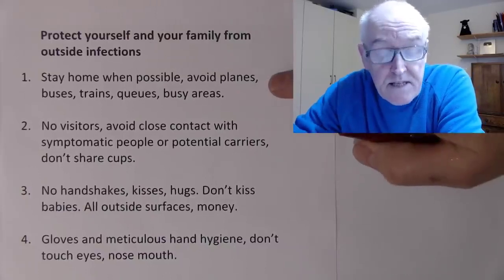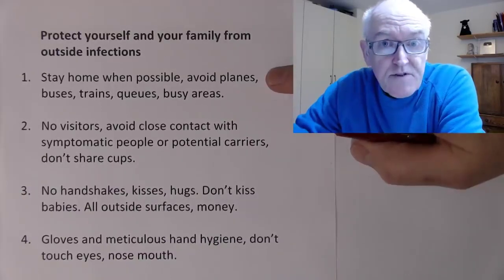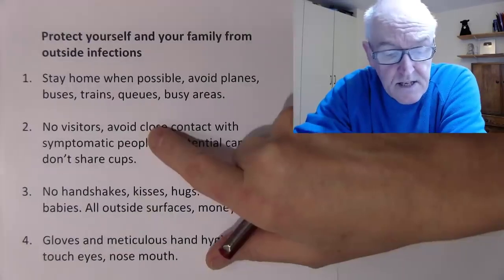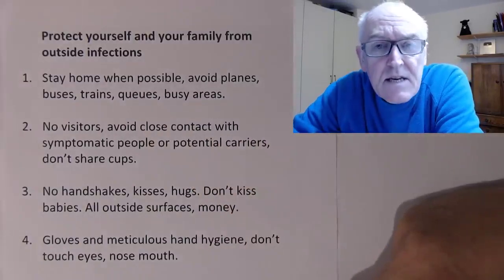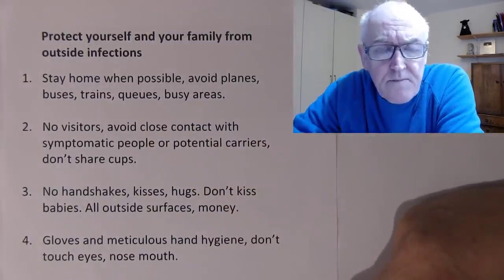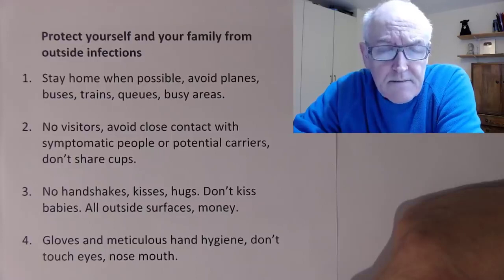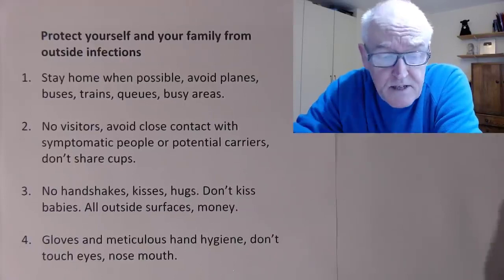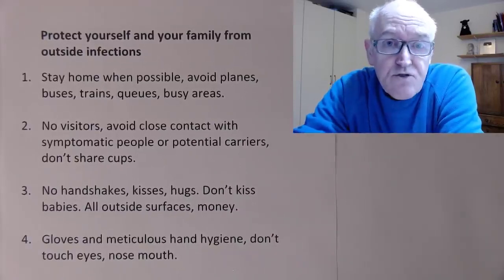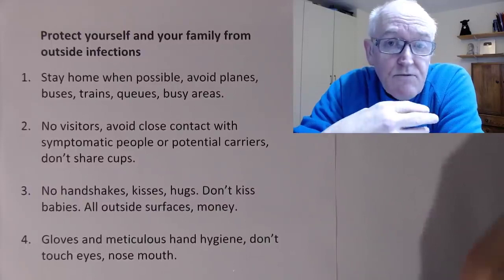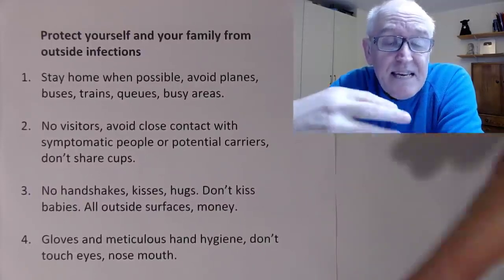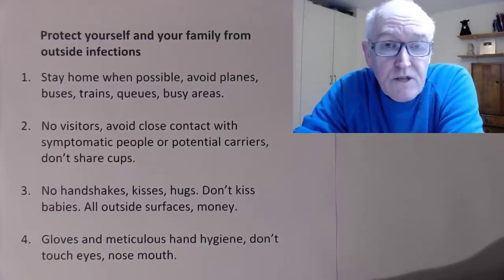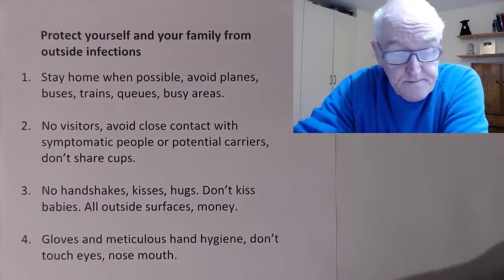Avoid crowded places. Aeroplanes are classic. We've seen on the news recently that cruise ships can be a problem. Buses, trains, queues, busy areas. We want to avoid cross-infection. We want to avoid close contact. And 2 meters is close. So we need a 2-meter gap between us and other people because this prevents the droplet infections. Because the viruses and bacteria can be breathed out in the droplets of air that we exhale. Droplet infection. Most respiratory viruses will be transmitted like this.